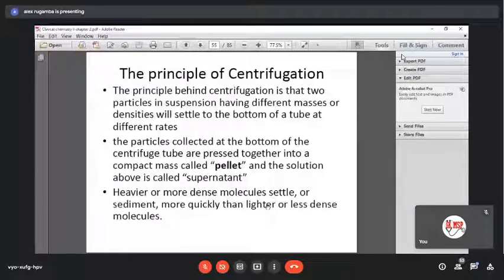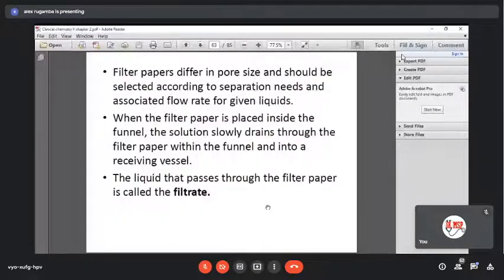You take a paper filter and you filtrate. If you filter, a different pore size should be selected according to the separation need. So the paper filters have pore sizes. Which kind of paper filter? That one is easy.